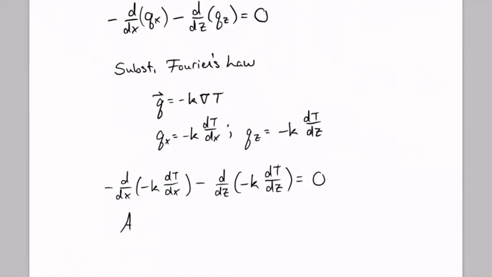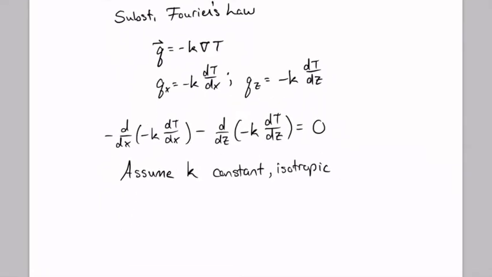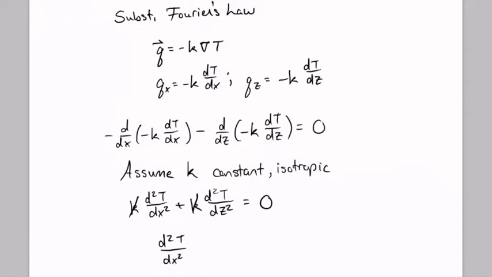And so if we assume that k is constant, and that it's also isotropic, we can pull that outside of the differential, and we have that the second derivative of each of these terms summed is 0. And it's no mistake, you can see that you can actually divide out by the thermal conductivity. And at steady state, the solution to the problem doesn't depend on the thermal conductivity of the material.